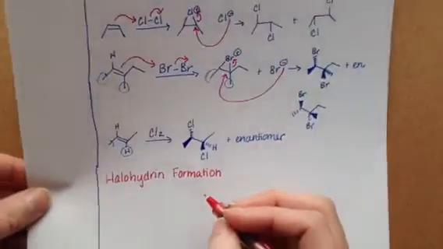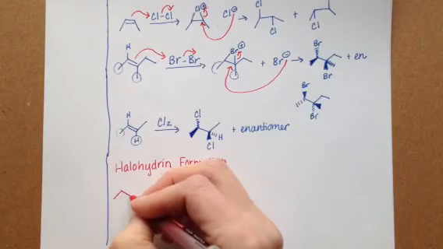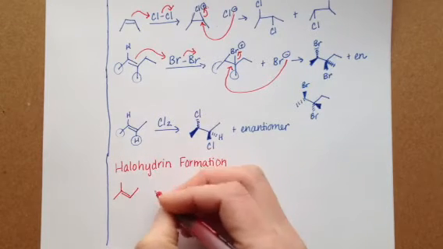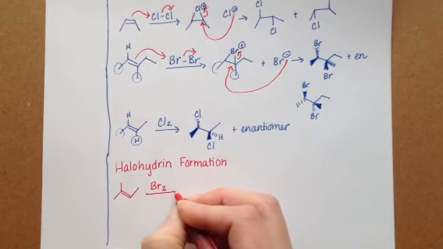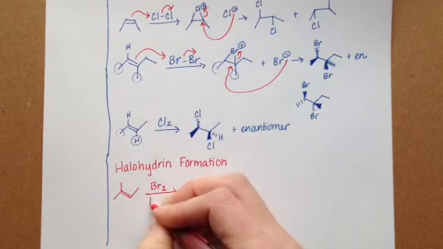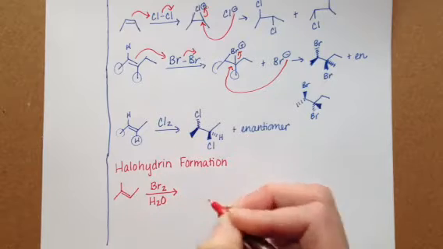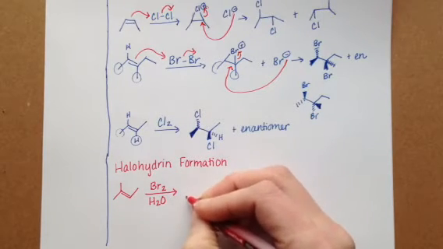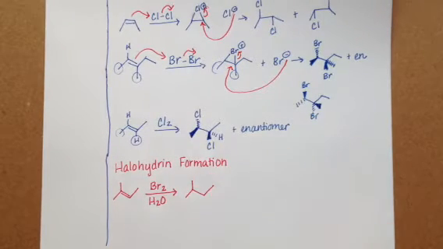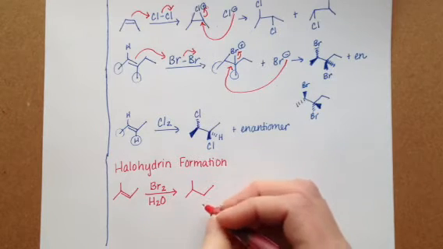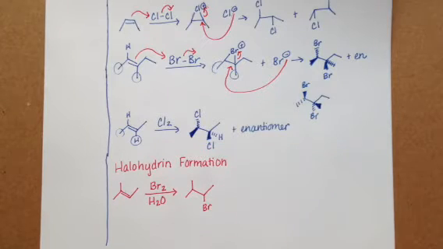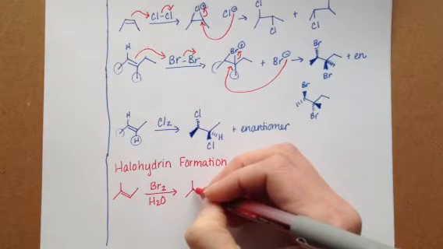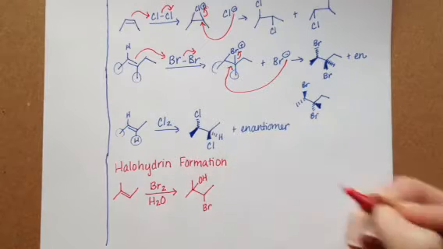The halohydrin formation reaction has a halogen, again either bromine or chlorine, with water as the solvent. And in this reaction, we will add one halogen, bromine in this particular case, or chlorine if we were using Cl2, and an OH group instead of a second halogen.